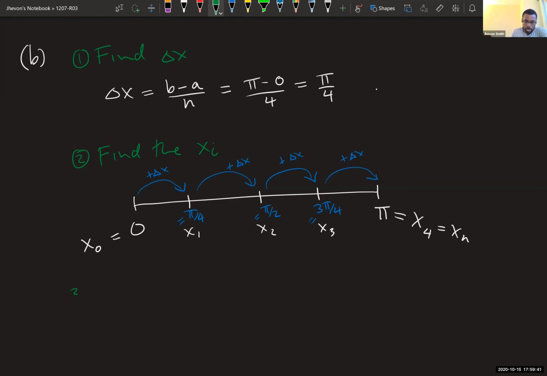And now you just plug into the appropriate formula. So we know we want to use the trapezoid rule. I'm going to plug into the trapezoid rule formula. In Calc 1, at this point, you'd be plugging into the midpoint rule formula or the left-hand formula or whatever. Plug into the appropriate one.